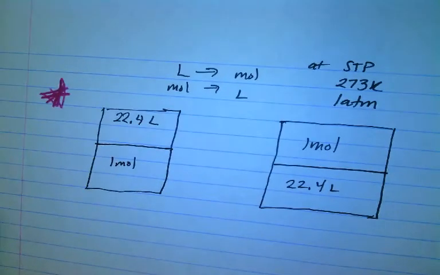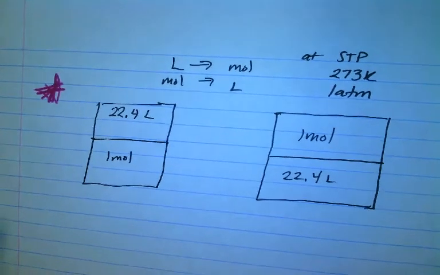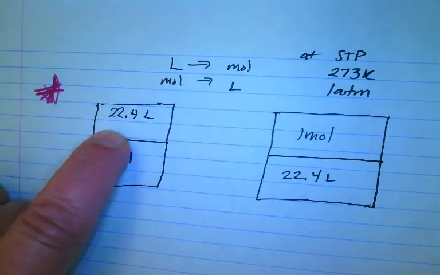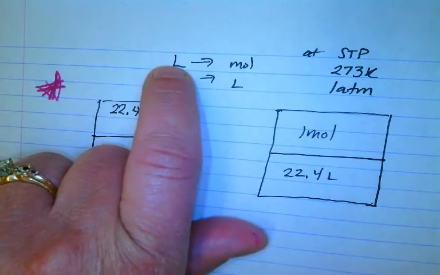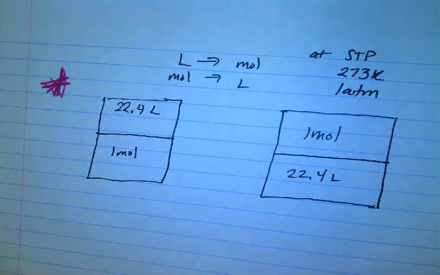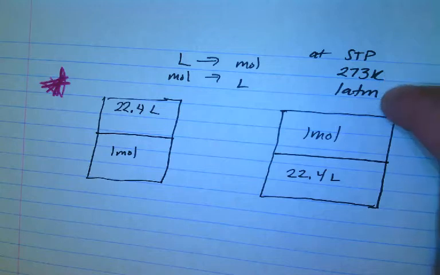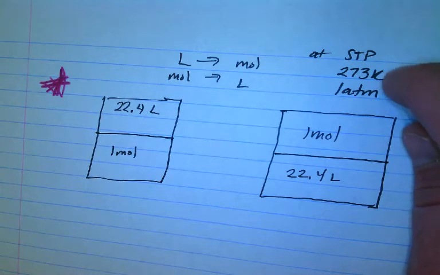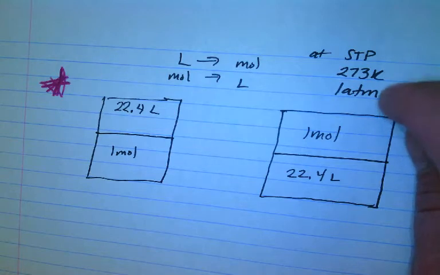Our third one has to do with gases. Our third one is if it is a gas, and I'm changing it from liters to moles, so then I don't have to have grams. I can use volume instead. This is only for gases, and the gas has to be at this temperature and this pressure. So the gas has to be at 273 Kelvin, which is 0 degrees Celsius, or 32 degrees Fahrenheit, and it has to be at 1 atmosphere of pressure.